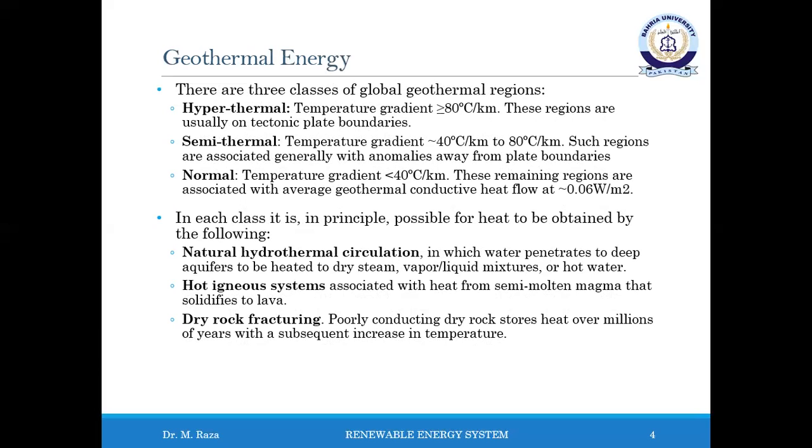The second region is semi-thermal, in which temperature gradient is about 40 degrees Celsius per kilometer to 80 degrees Celsius per kilometer. Such regions are associated generally with anomalies away from the plate boundaries. Heat extraction is from harnessing natural aquifer or fracturing dry rocks. A well-known example is the geothermal district heating system for houses in Paris. Number 3 region is normal, in which the temperature gradient is less than 40 degrees Celsius per kilometer.